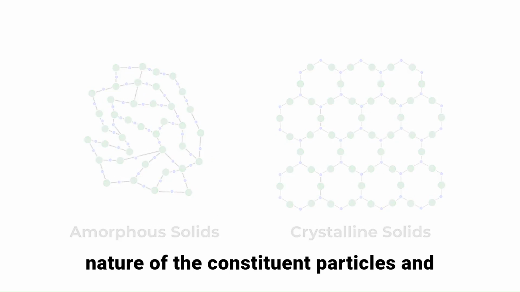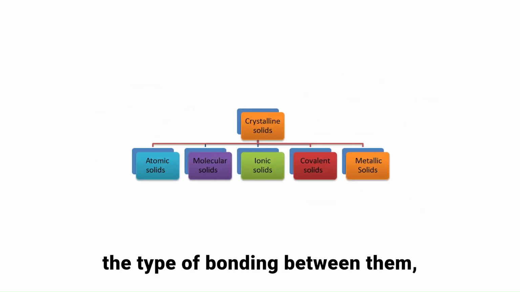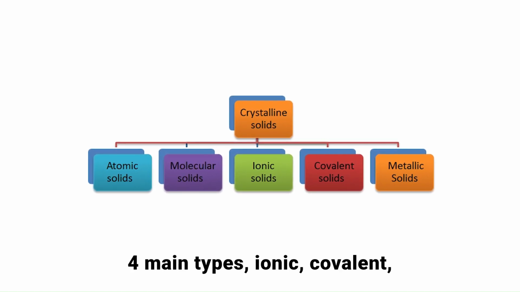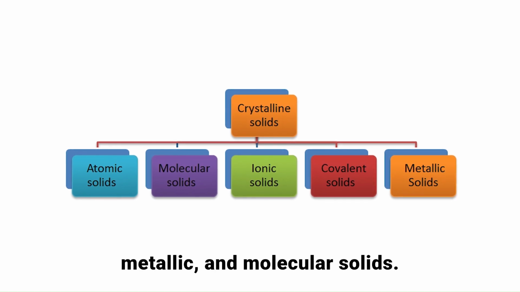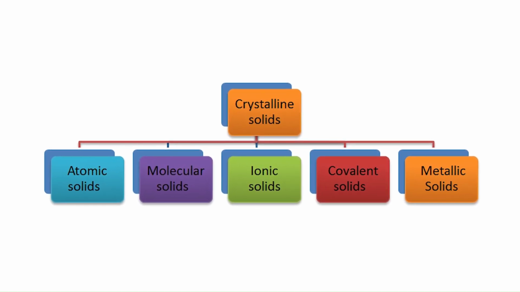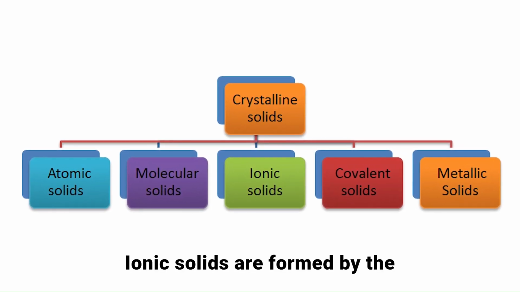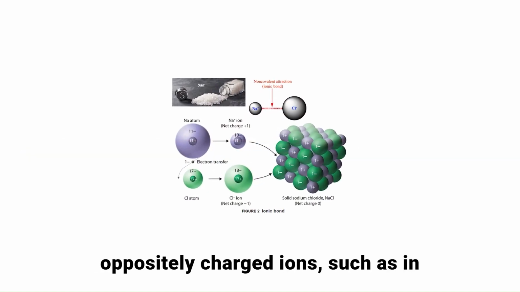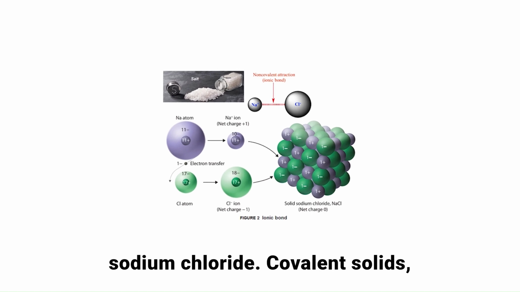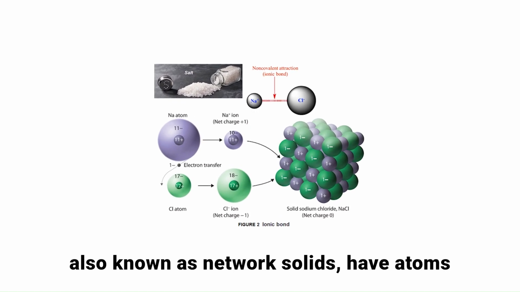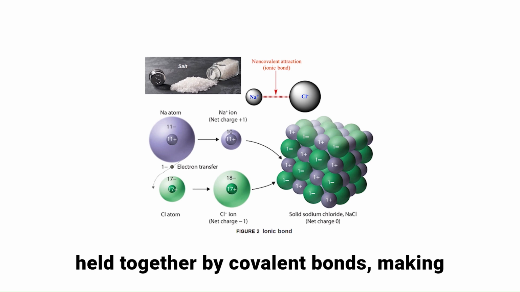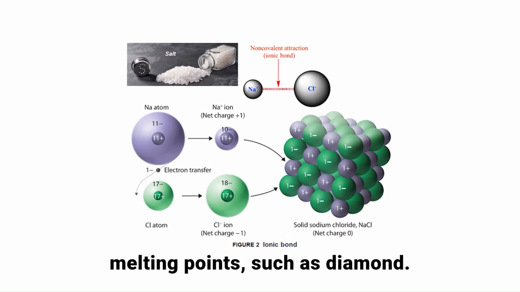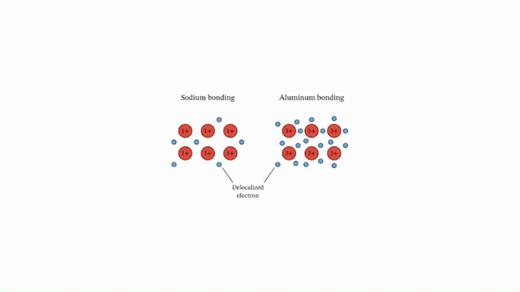Depending on the nature of the constituent particles and the type of bonding between them, crystalline solids can be classified into four main types: ionic, covalent, metallic, and molecular solids. Ionic solids are formed by the electrostatic force of attraction between oppositely charged ions, such as in sodium chloride. Covalent solids, also known as network solids, have atoms held together by covalent bonds, making them extremely hard and having high melting points, such as diamond.